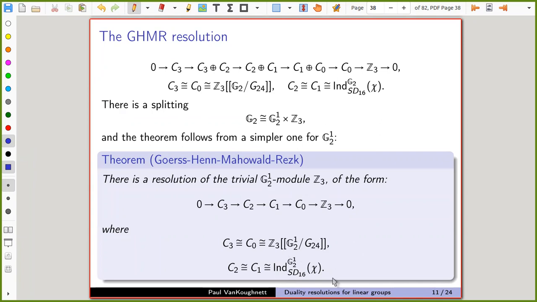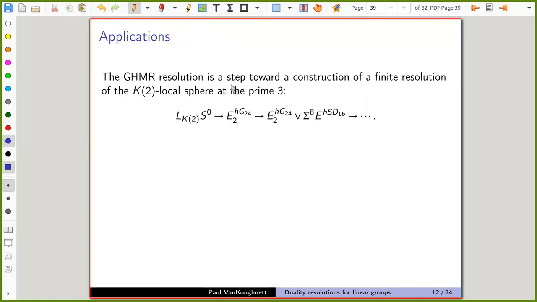Again, we see these two modules. These are each induced from a finite dimensional representation of a finite subgroup of G21. And so you get this resolution. Okay. So the reason why this was interesting to them is that, like these other resolutions we were looking at, you can realize this as a sort of diagram of spectra and use it to analyze the K2 local sphere at the prime 3.